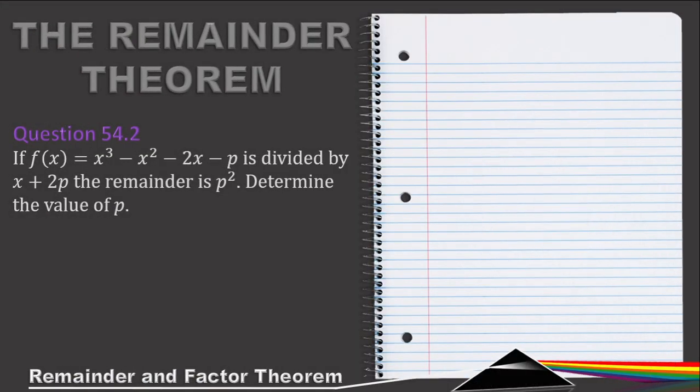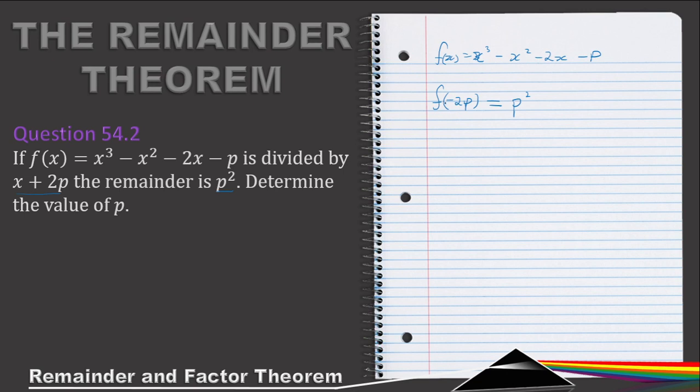So question 45.2, if f(x) is x to the power 3 minus x squared minus 2x minus p is divided by x plus 2p, the remainder is p squared. Determine the value of p. So f(x) value is x to the power 3 minus x squared minus 2x minus p, and that is divided by this. So meaning if I substitute in negative 2p into my polynomial, the remainder will be p squared. Okay, and now I just do the substitution and solve for p.